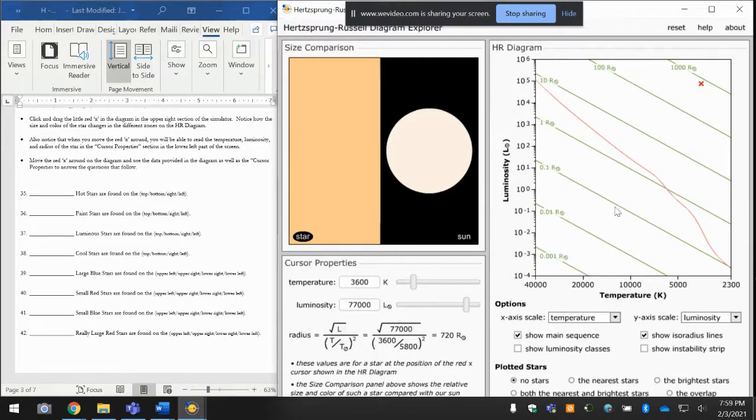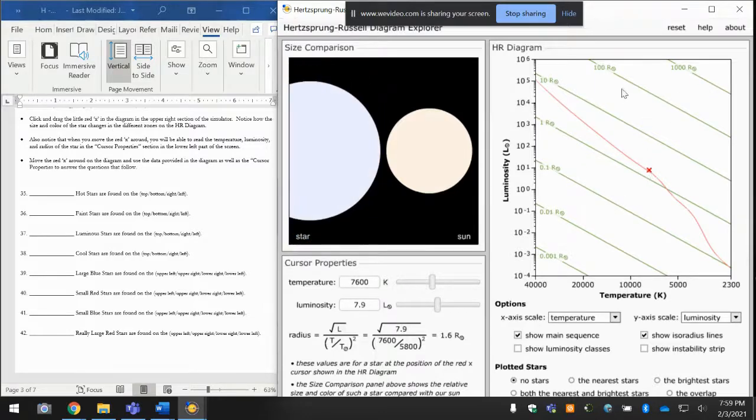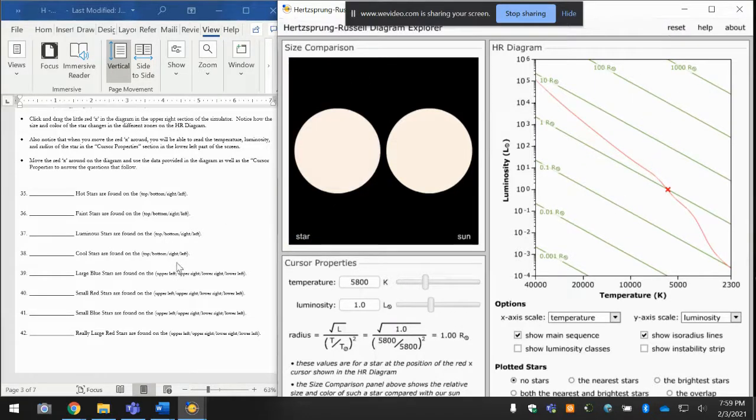So with what I've just gone through, hopefully you can get a better sense of the answers to the questions on this section of the homework. So use this part to help you.